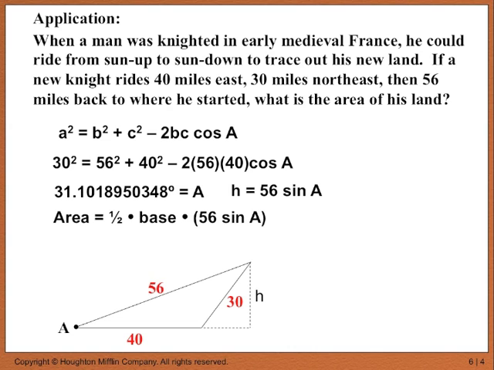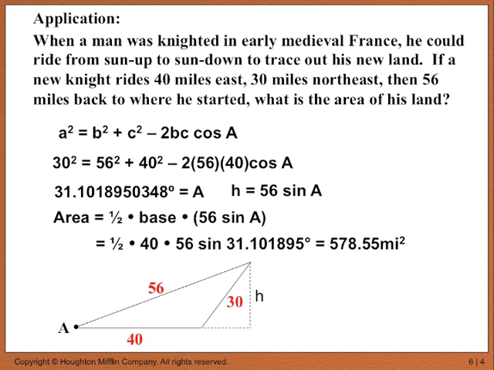And so now we can finally get the area. Area equals 1/2 base times height. Height, of course, is 56 sine A. And that equals 1/2 times 40, 40 is the base, times 56 sine 31.1, etc., degrees. That equals 578.55 square miles. So this newly knighted knight traced out an area of 578.5 square miles in his ride from sunup to sundown. That's actually a pretty good chunk of land.